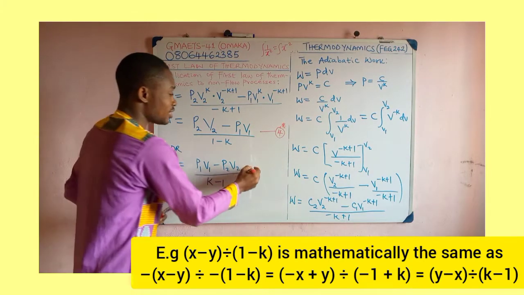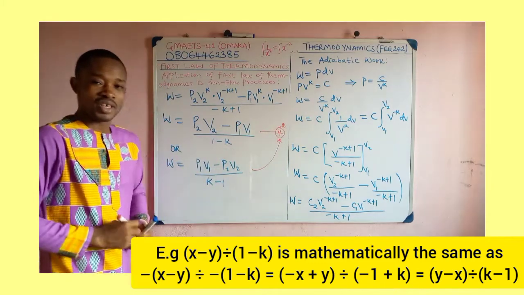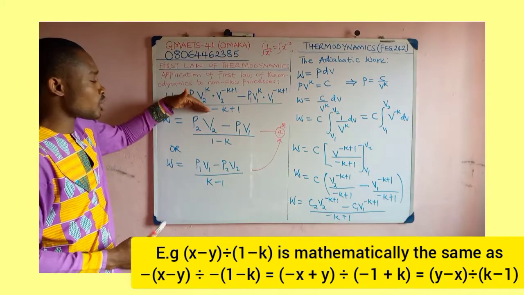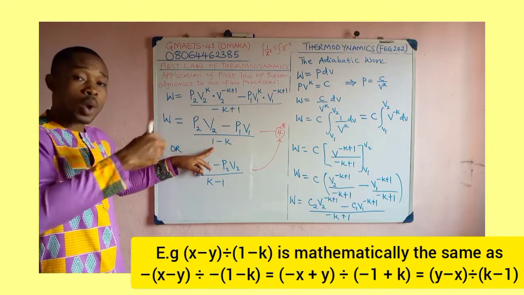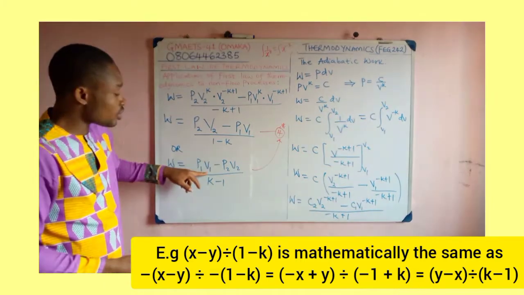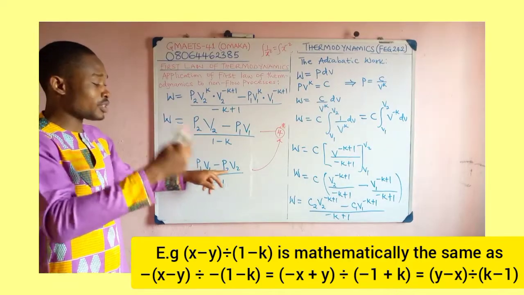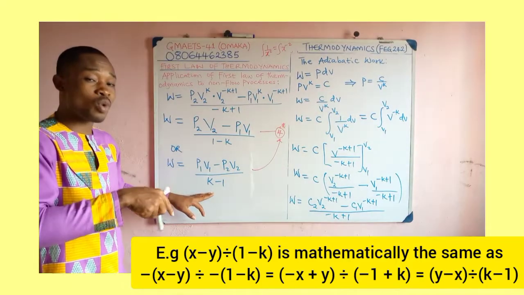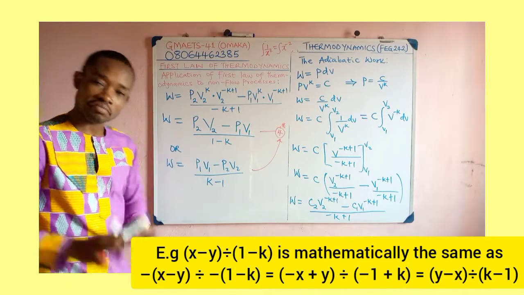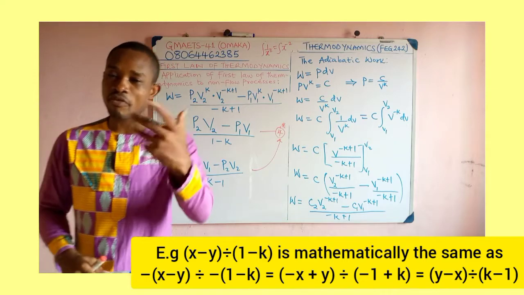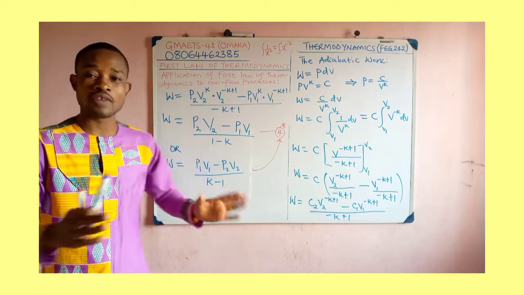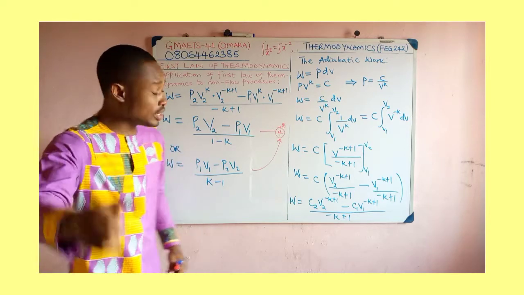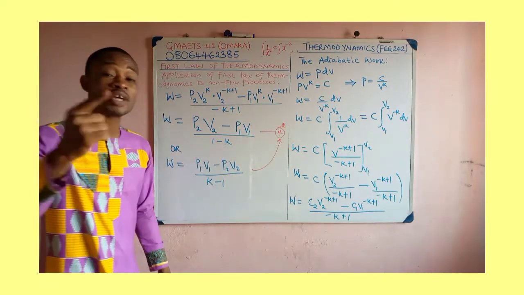These two equations are the same, don't get it confused. Did you take note, when the numerator is final state minus initial state, the denominator was 1 minus K. And when the numerator is initial state minus final state, the denominator became what? K minus 1. Alright, now we have obtained the first-hand adiabatic work formula in terms of pressure and what? Volume. In the next video, we're going to see how we can obtain this equation in terms of temperature.